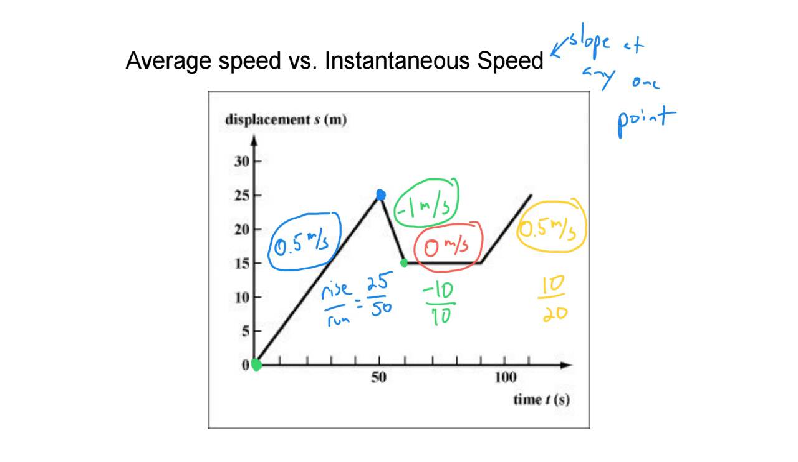Now for average speed, we're just going to connect the very first and the very last dots. So imagine adding in a line. You add a line from the very first point to the very last point, and then you find the slope of this line, and that's going to be your average speed. So here our rise is 25, our run is 110. So our average speed is 25 divided by 110, 0.227 meters per second.